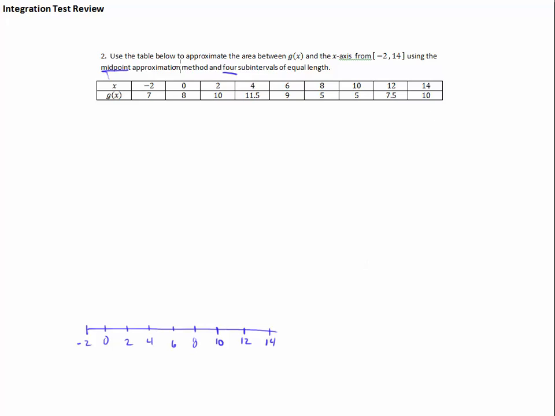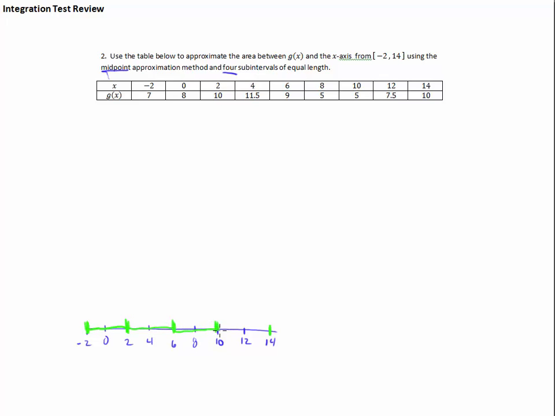All right, so here we go. Those are my x values. I need 4 subintervals of equal length. This is 1, 2, 3, 4, 5, 6, 7, 8 different intervals here. So if I want 4 subintervals, it means I need to group them in groups of 2. So there's my first subinterval, second, third, and fourth. So these are the bottoms of my rectangles, right?